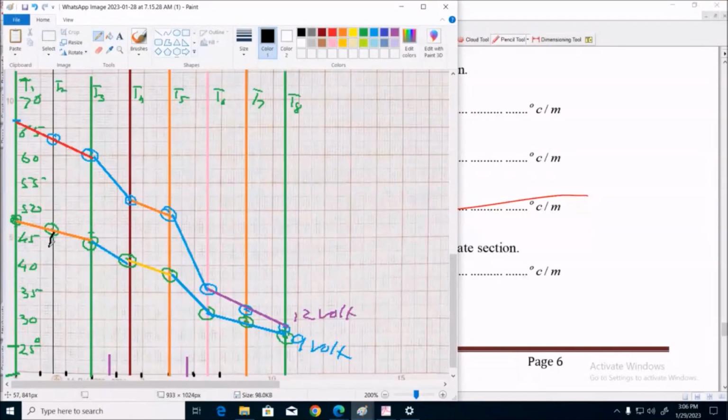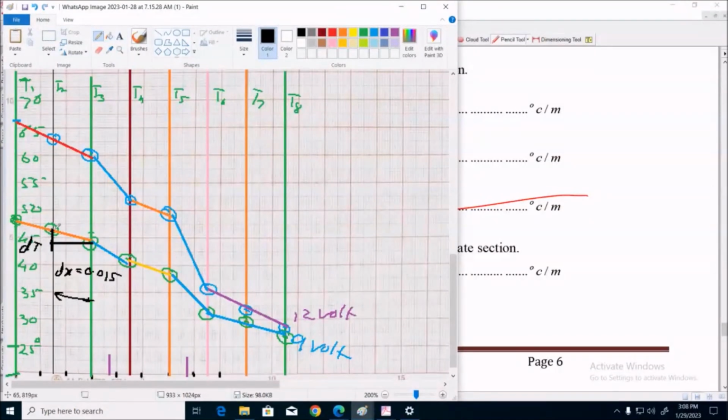So I will draw the vertical line and I will draw the horizontal line. From this point, I will draw a horizontal line. And now this is dx, delta x is equal to 0.015. Distance between two thermocouples, this and this, is dx, and this temperature difference is dt. This is dt. So how much dt? T2 minus T3.